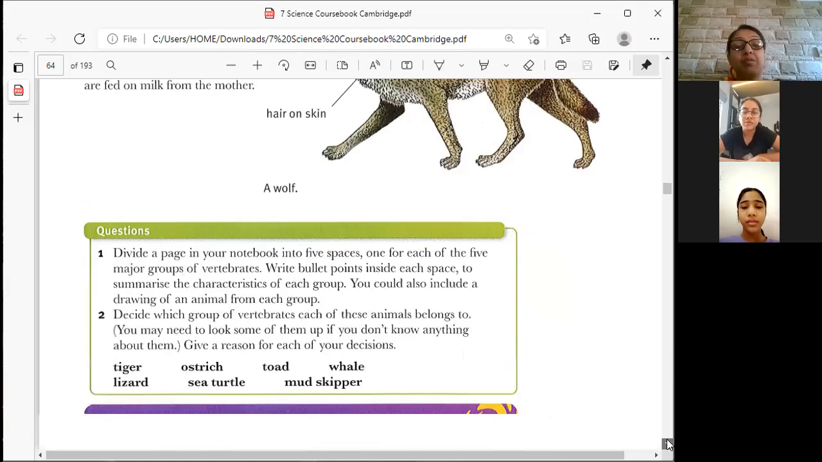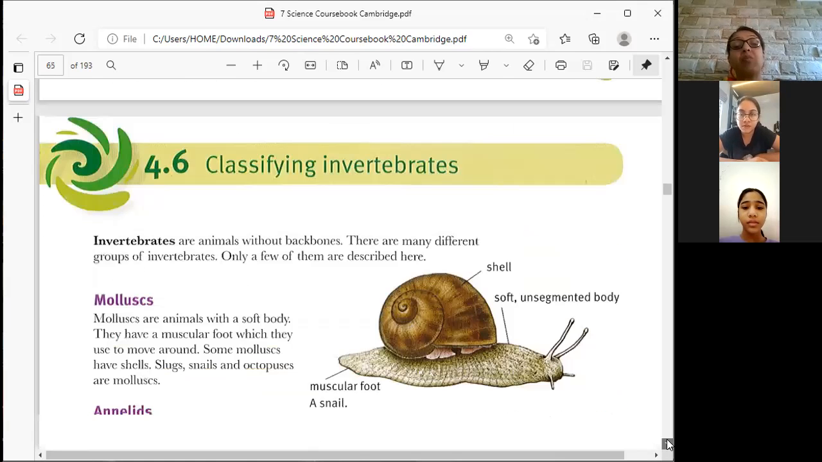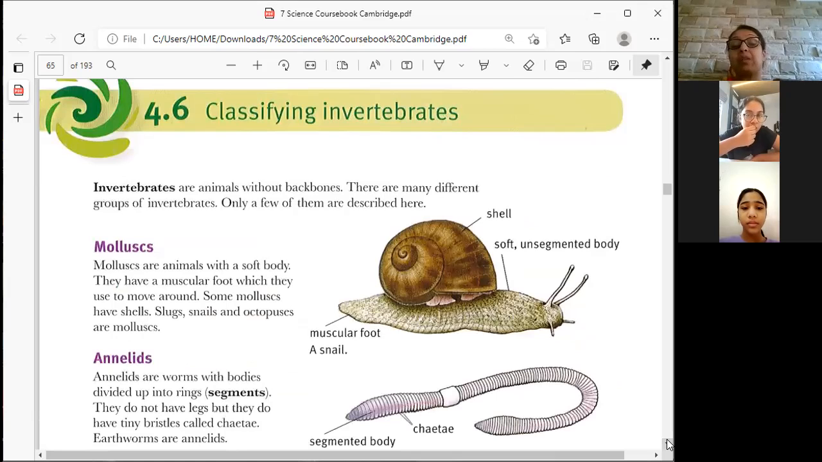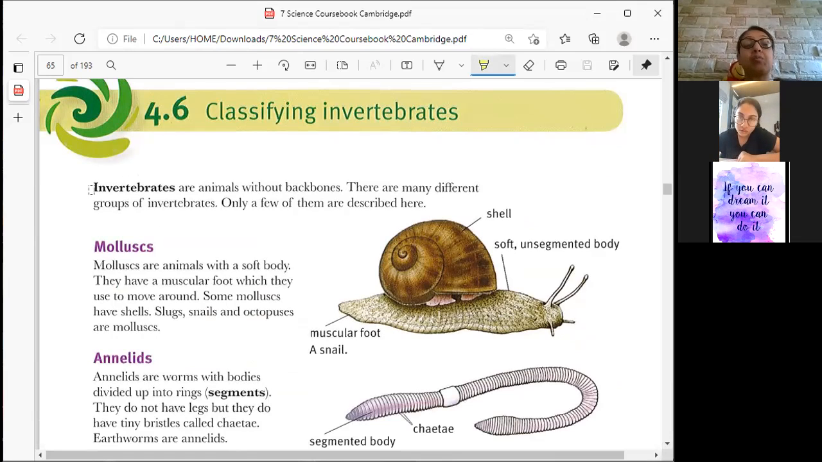So now we are moving towards classifying the invertebrates. As I told you, vertebrates are the animals which have backbones. Invertebrates will be animals which have no backbone. So invertebrates are animals without backbone, and this is very, very important. So this is one line that you are going to write in your book. You will write 4.6, then you will write classifying invertebrates, and the first point that you will mention is invertebrates are animals without backbone.